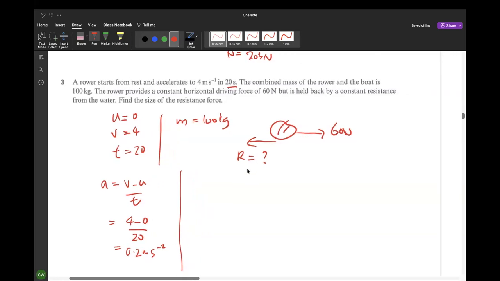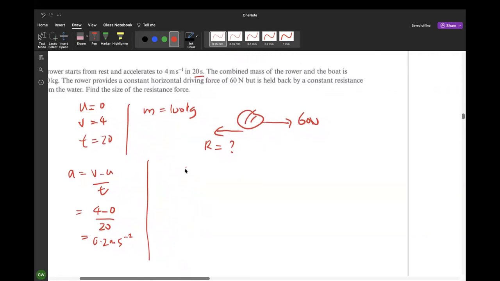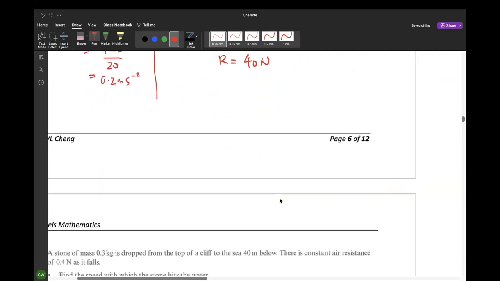1/5 is 0.2. So this one also the same thing. The forward force minus backward force equals MA. Forward force 60. Backward force we do not know. Mass is 100. Acceleration 0.2. So what is R? 60 minus 20. 40 Newton, correct? Okay.